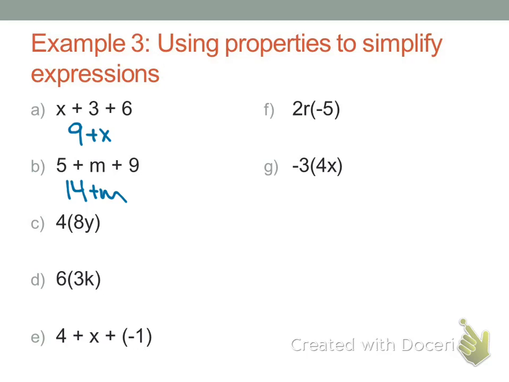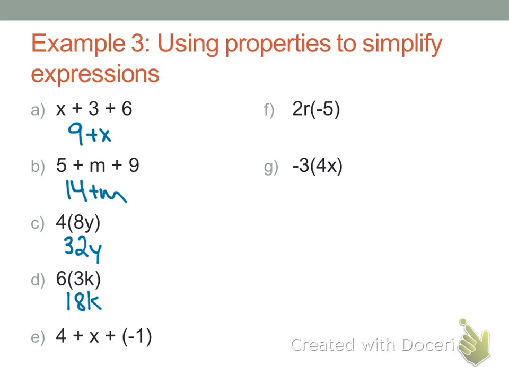Okay, so I can't add them together, but what did I say? I can multiply them. So whenever I'm multiplying a number and a variable, I just simply multiply the numbers and I bring the variable with me. So 4 times 8 is what? 32. 32y. Okay? I want you to try D now. All right, what's it going to be, Alex? 18K. Very good, 18K.